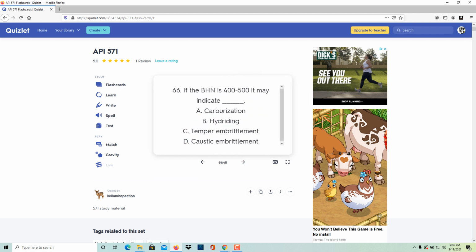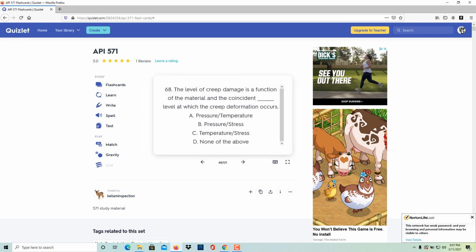Okay. If the BHN is 400 to 500, it may indicate hydriding. B. Okay. The graphitization rate. What with increasing temperature? It increases. Definitely. The level of creep damage is a function of the material and the coincident blank levels at which creep deformation occurs. Temperature, basically, and temperature and stress, I believe. C.